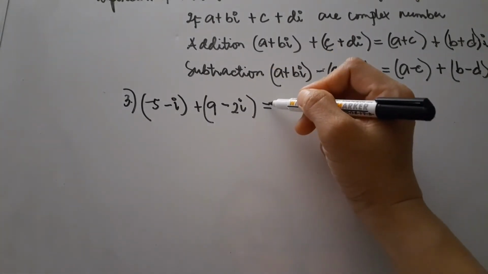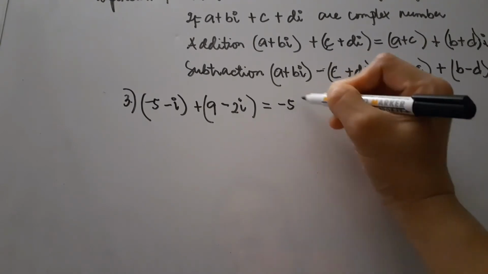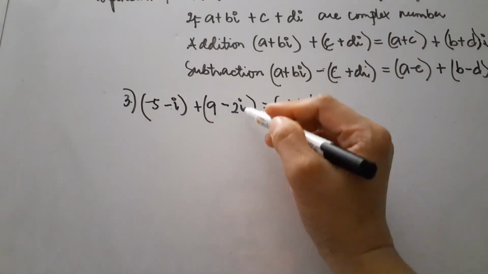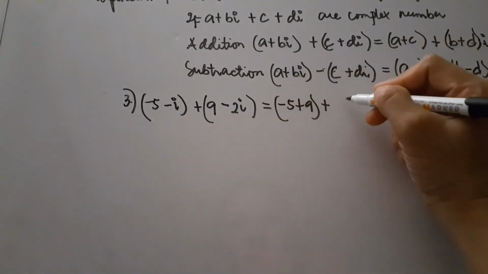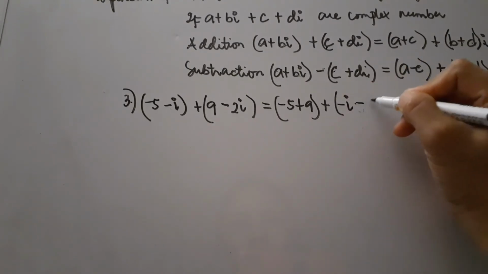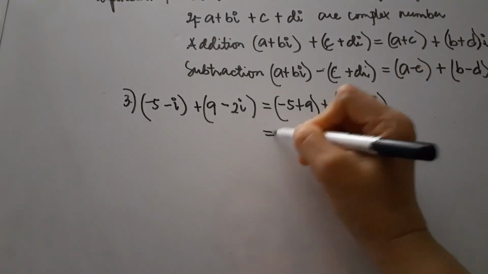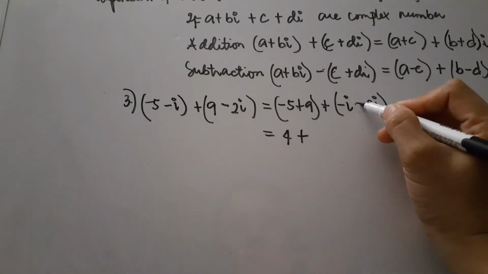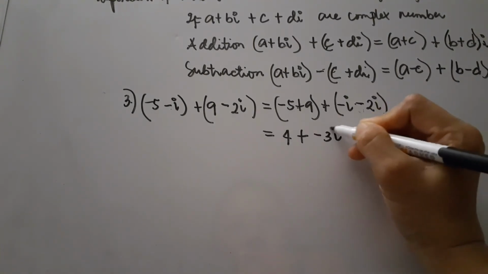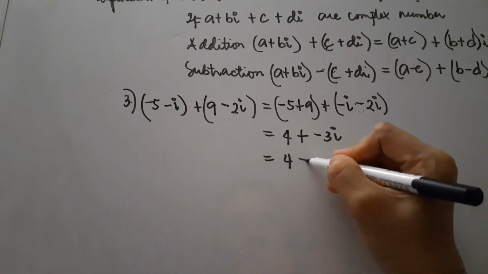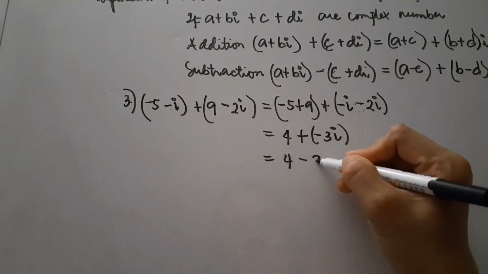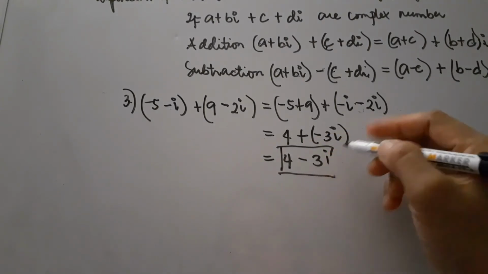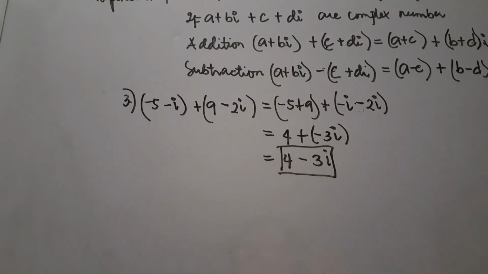So another example, number 3: negative 5 minus i plus 9 minus 2i. So we have negative 5 plus 9, plus negative i. Remember, the negative i here has a coefficient of 1. So we have negative i, negative 2i. So we have 1 plus 2, negative 3i. For this one, multiplying negative times positive becomes negative 3i, and it is written in the standard form. Therefore, negative 3i is the answer.